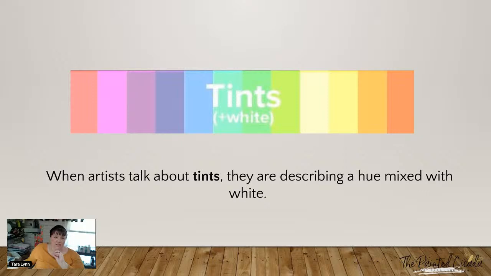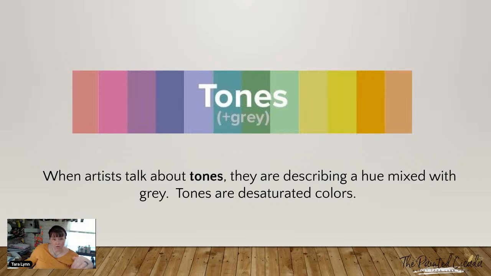Oftentimes you'll think of pastels. It's just a way to lighten the color. It desaturates the color with white. That is a tint. A tone, when artists talk about tones, they're describing a hue mixed with gray. So tones are desaturated colors using gray.